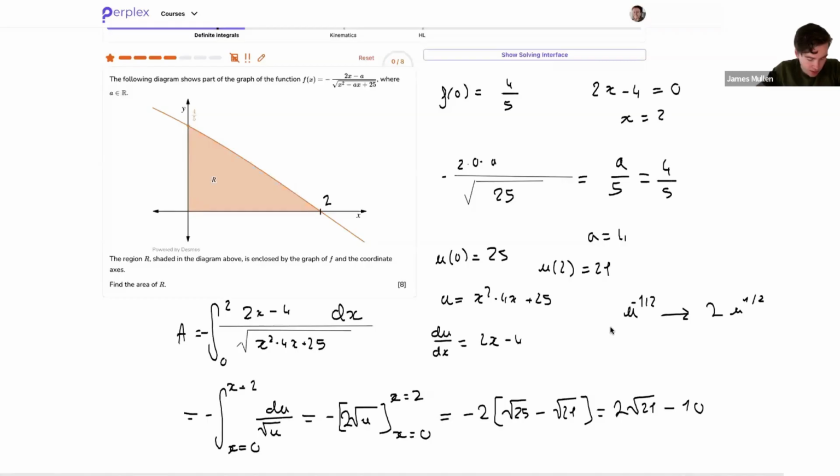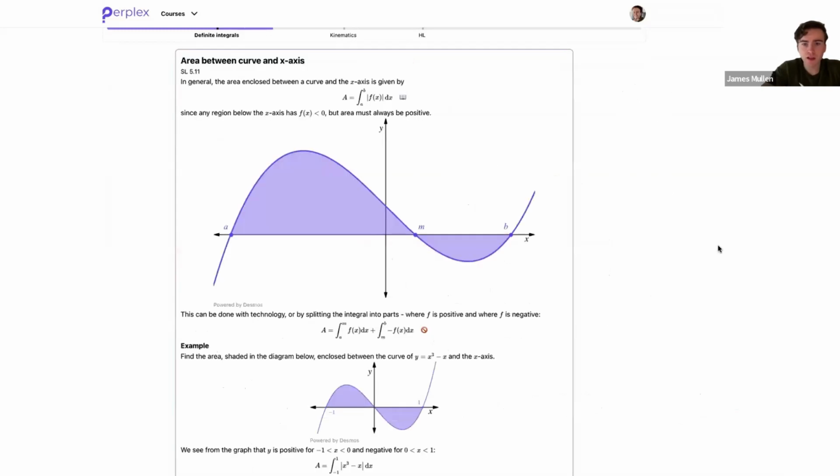And I'm just double checking because I think I maybe made a sign error. Yes, I did make a sign error because the boundaries in u, when they swapped, the larger one became the lower one. So I actually had to do the square root first of the one at 2, so square root of 21 minus square root of 25. So this is actually 10 minus 2 root of 21. That's my final answer. Okay?